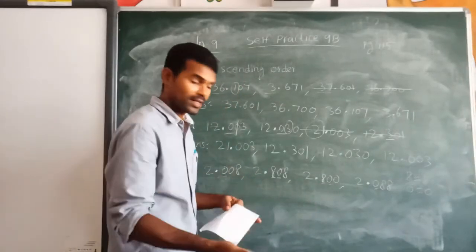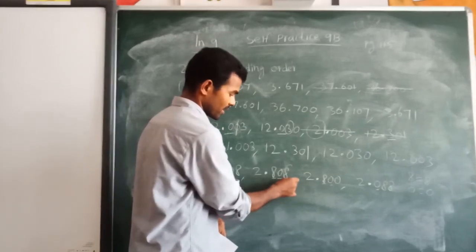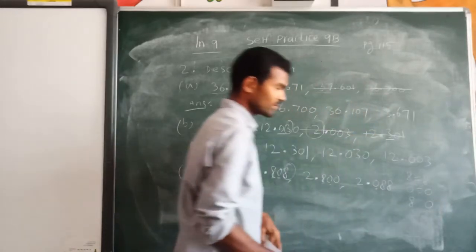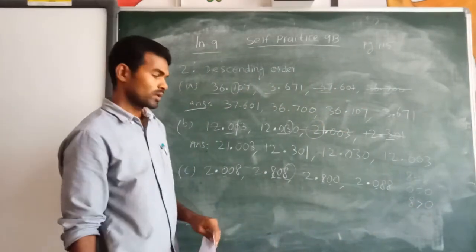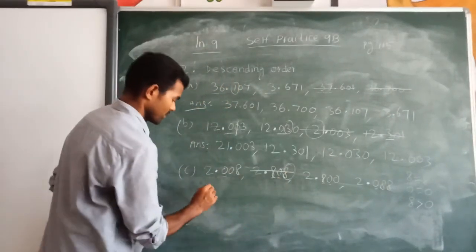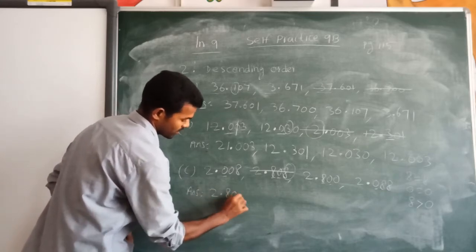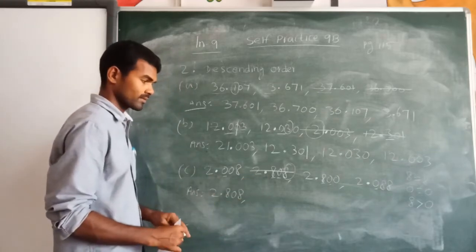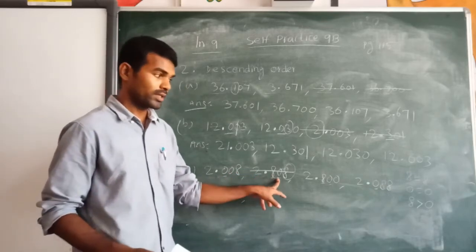Now let us compare the third decimal place. After the point, third place. Here is 8, and here is 0. So 8 is big, 0 is small. So what is the biggest number? This is the biggest number, 2.808. Now we have written this number.